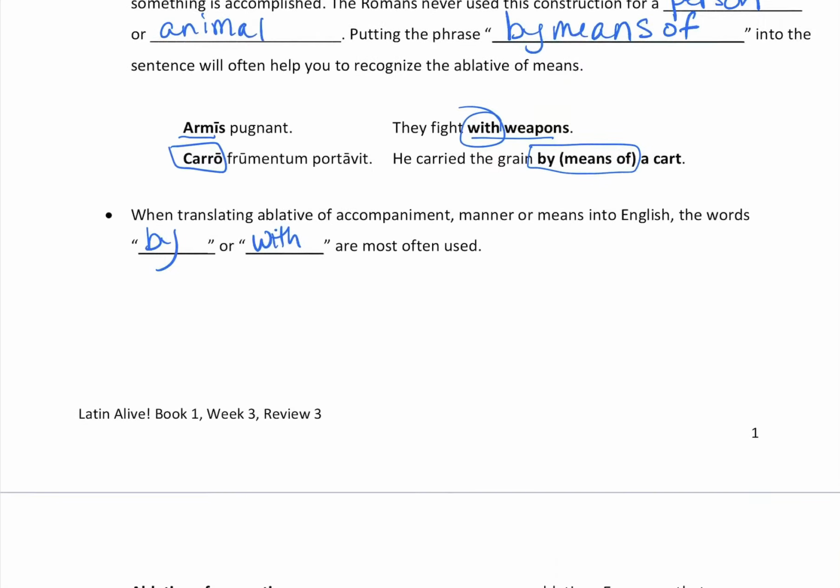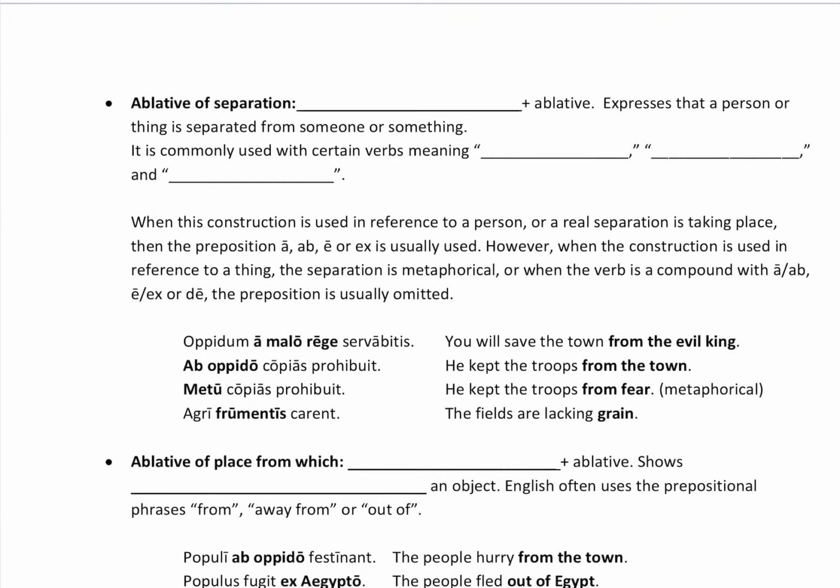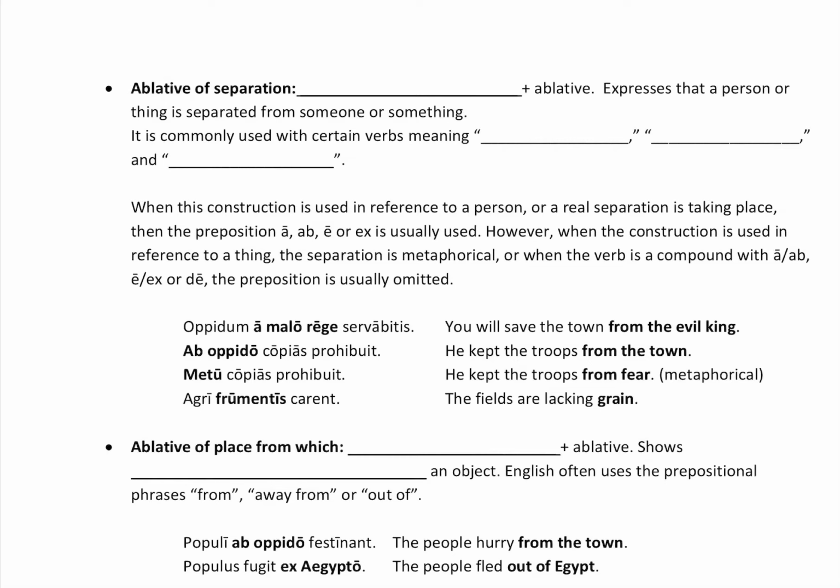All right. Next one you learned, so hopefully this is starting to sound familiar to you, was the ablative of separation. So it's with an a or an ab, that preposition, plus the ablative. And if you remember, a is used before a consonant and ab is used before a vowel, like a and an in English. So it expresses that a person or thing is separated from someone or something. And usually the verbs that go with it mean something like to free, to lack, or to deprive.